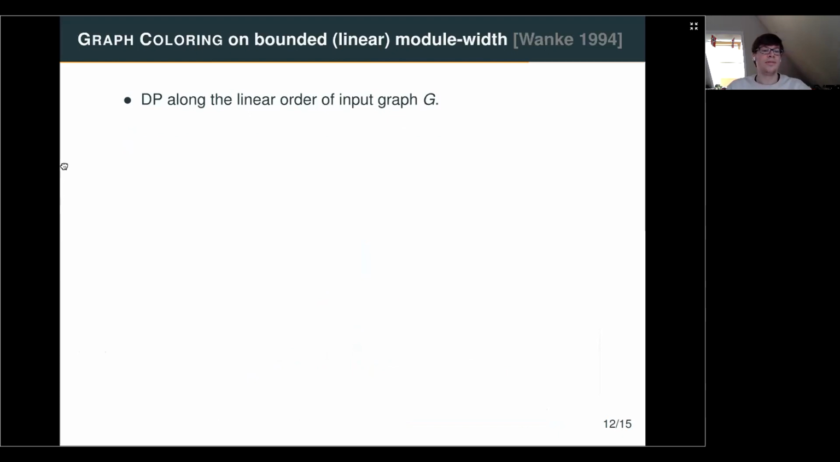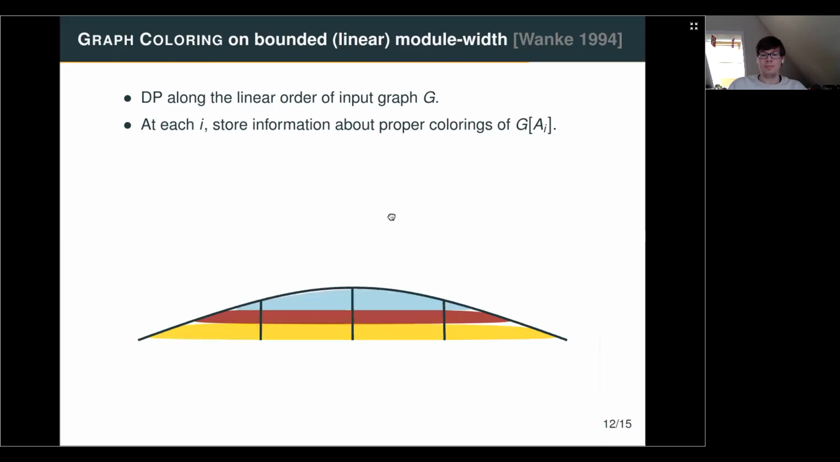So first, before I talk about b-coloring, I want to give the main idea of how we would solve the graph coloring problem on graphs of bounded linear module width. And of course, we do a dynamic programming along the linear order of the input graph G. At each position i, we will always store information about proper colorings of the subgraph induced by the vertices in A_i. It will look sort of like this.